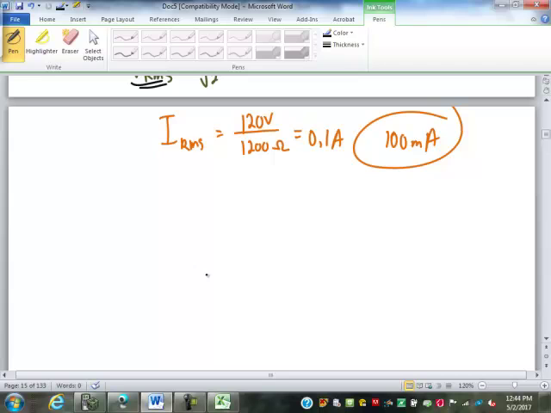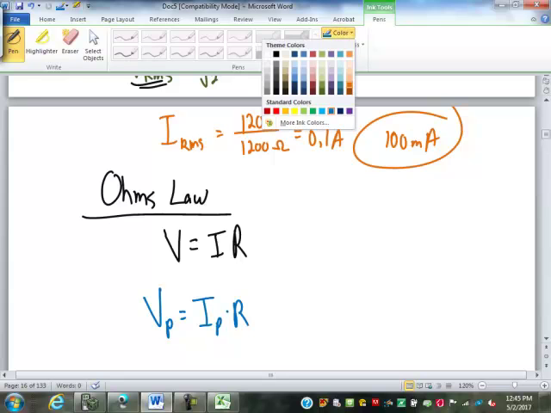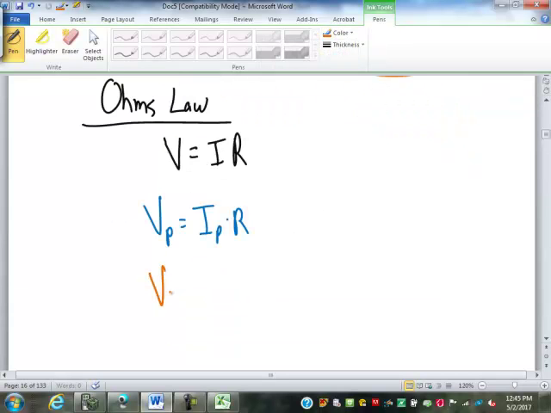The only thing is when we use Ohm's law, that V equals IR or E equals IR, depending on how you're using it, it is either V peak equals I peak times resistance, or it is V RMS equals current RMS times resistance. Those two have to be the same.